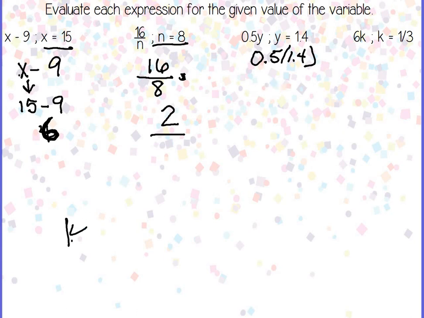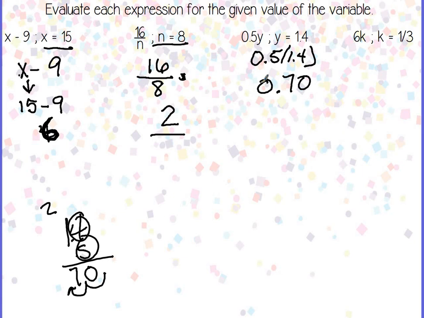Okay, so I can just do 14 times 5. And I know 4 times 5 is 20, carry the 2, 1 times 5 is 5, plus 2 is 7. And then here, this is a decimal and this is a decimal, so there's 1, 2. So I move the decimal 2 places. So it would be 70 hundredths. Don't forget to put that decimal in the front.